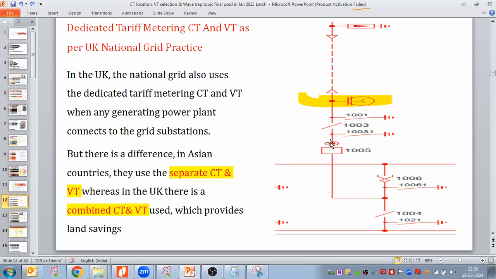Am I clear with this CT symbol, CT-VT symbol? Yes, sir. Breaker, bus bar. Could anyone tell me what this symbol is? Is it a pantograph? Yes. It is a pantograph type disconnector with earthing switch. This is a simple horizontal disconnector, and this is a double break type disconnector.